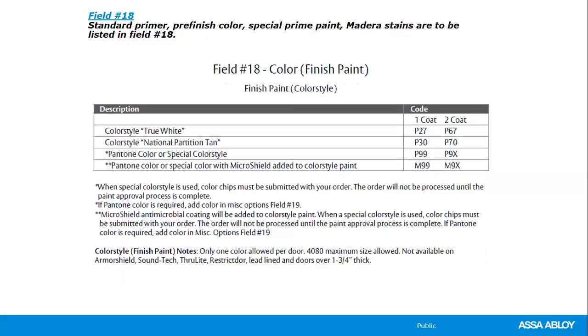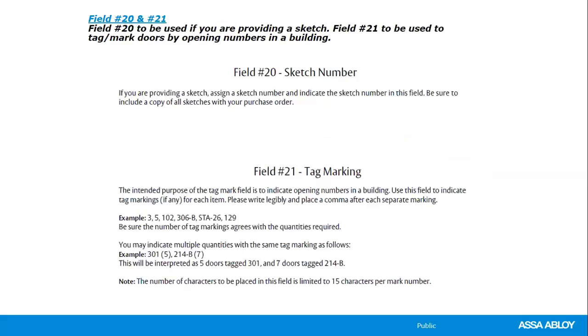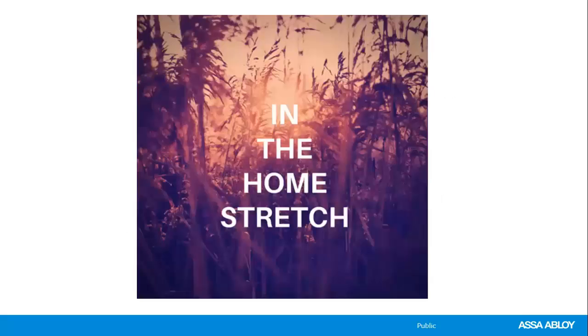So we get into 18, which is the color paint, and miscellaneous options. When you look in the book, you'll see all different types, whether it's the different types of lock, locations, heights. We get into different hardware preps, all in that field there. And when you open up the book, you'll see pages and pages of additional hardware codes. 20 is for your sketch number. If you're doing a special type of door and you want that light located a certain place, you can use that. Tagging is field number 21 for all your architectural mark numbers.